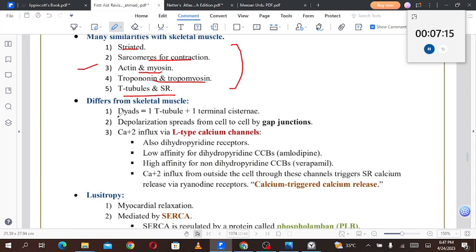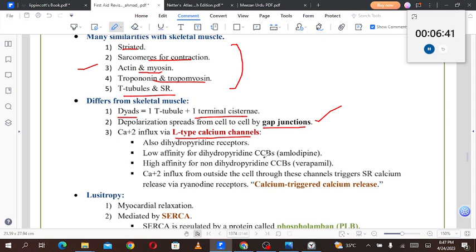The difference is that there will be a dyad in contrast to a triad, which is present in the skeletal muscle. What is the dyad? One T-tubule for one terminal cisterna. Depolarization spreads from cell to cell by a gap junction, while in the skeletal muscle there was only one long cell, and the impulse was transmitted through the T-tubules. The gap junctions are not present in the skeletal muscle, but they are present in the cardiac muscle. We see the concept of gap junctions over here. Calcium influx via L-type calcium channels. Okay. Also dihydropyridine receptors.